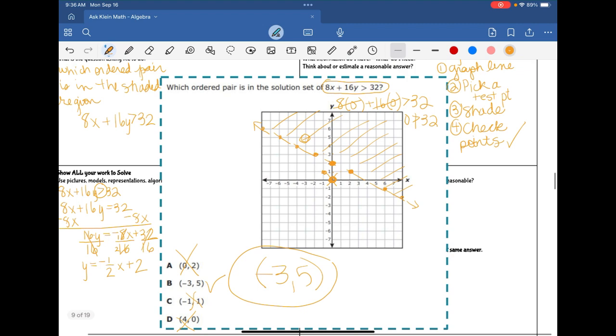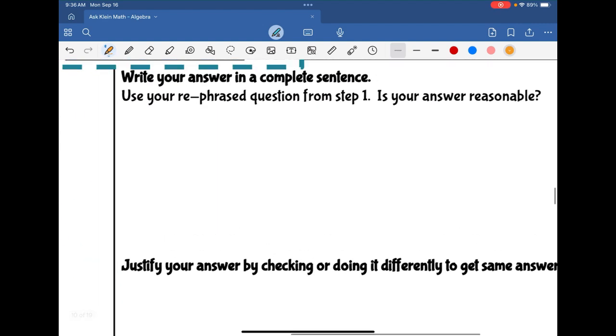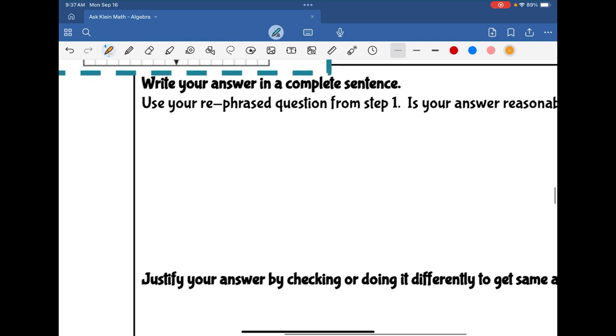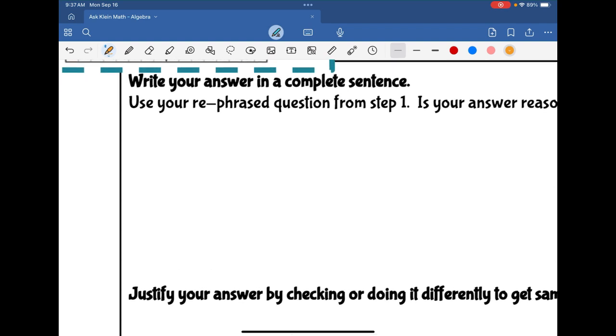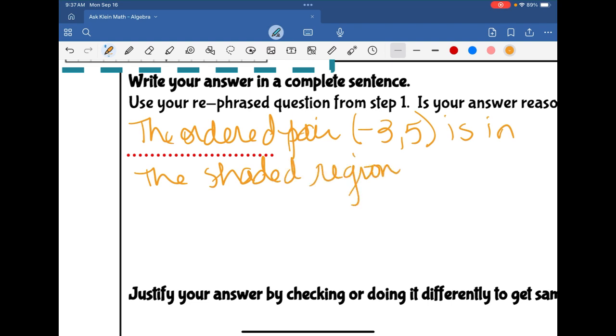All right, now let's think about whether that is a reasonable solution or not. If I talk about which of the ordered pairs, I would say that the ordered pair negative 3, 5 is in the shaded region, which is also called the solution set.